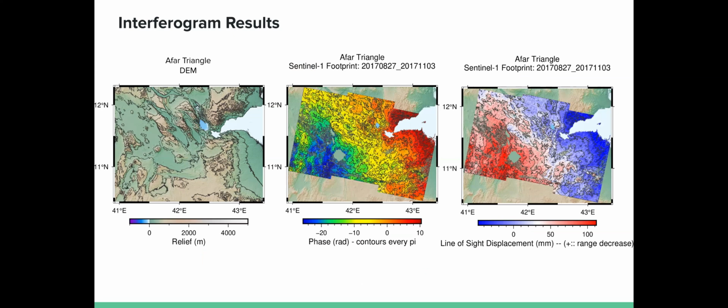Thank you. So on this slide, I'm showing my DEM on the left-hand side with 200-meter contouring. In the center, I show my unwrapped interferogram that I've contoured by every pi radians. And then on the right-hand side, I'm showing my line of sight displacements with contours every, I think, 20 millimeters. The line of sight displacement map ranges from about minus 40 millimeters in the northeast to a positive 80 millimeters in the southwest. So it seems that the northeast of the footprint is moving away from the satellite. The center, where the color map is this light blue color, is mostly stable ground, and the southwest is moving towards the satellite.